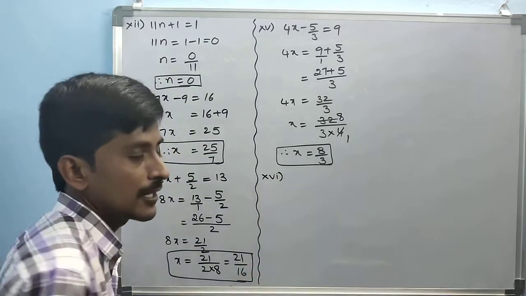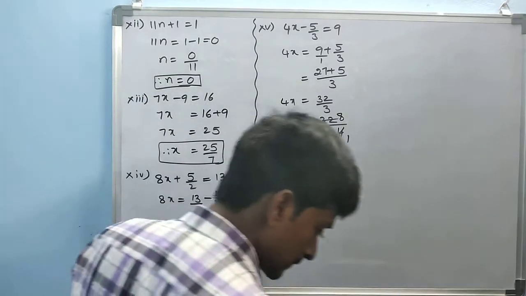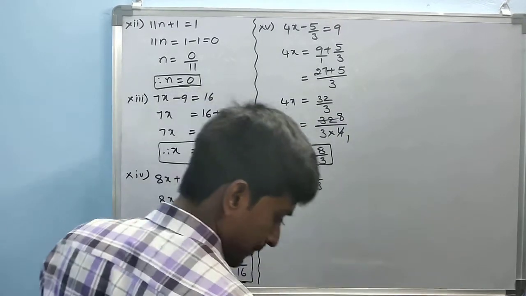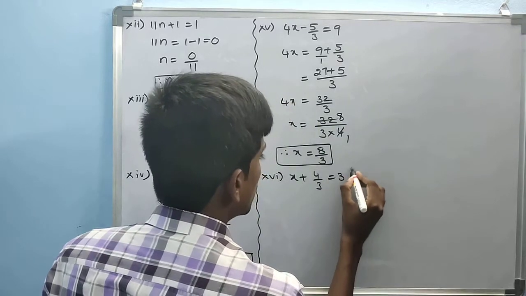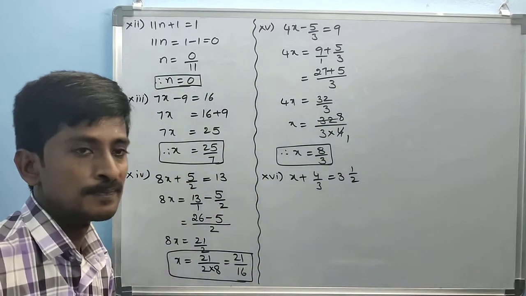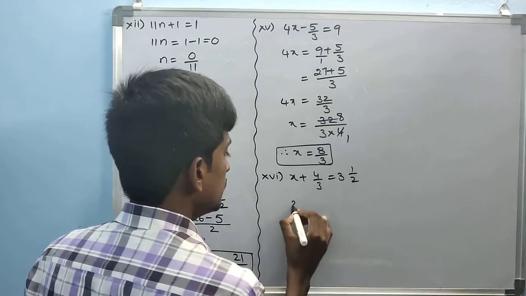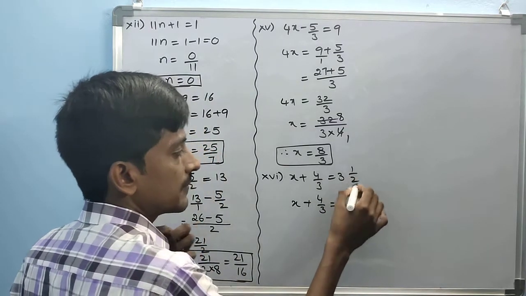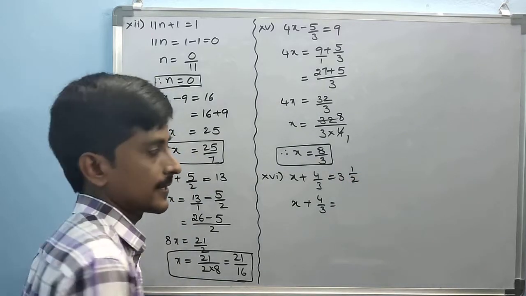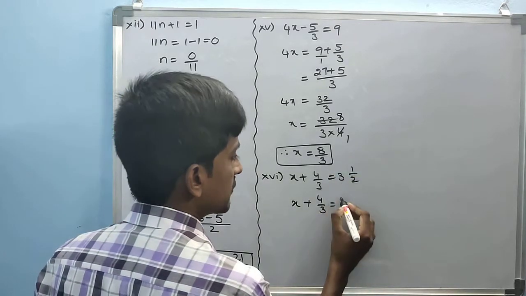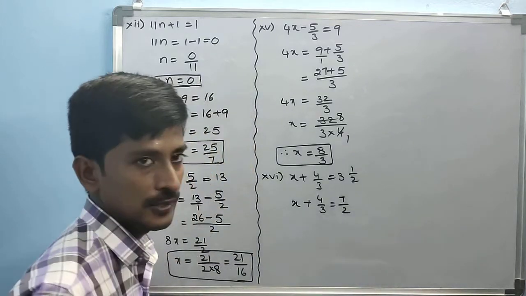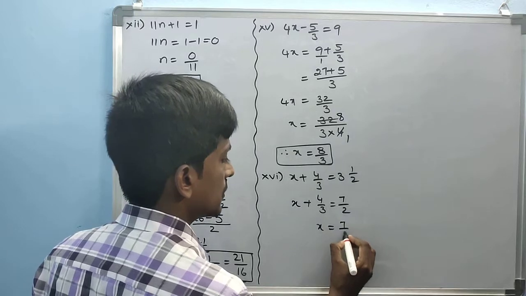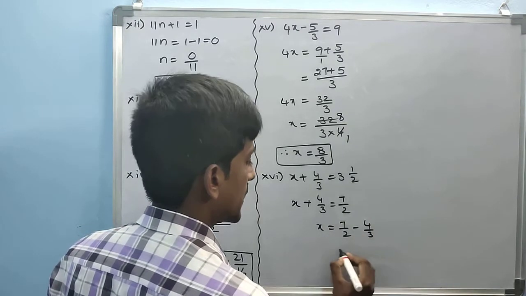And 16th one. What about 16th one? x plus 4 by 3 equals 3 1 by 2. x plus 4 by 3 equals, this is the mixed fraction. Mixed fraction converted into improper fraction. So 3 2s are 6. 6 plus 1, 7 by 2. Now plus 4 by 3 transferred to that side. x equals 7 by 2 minus 4 by 3.